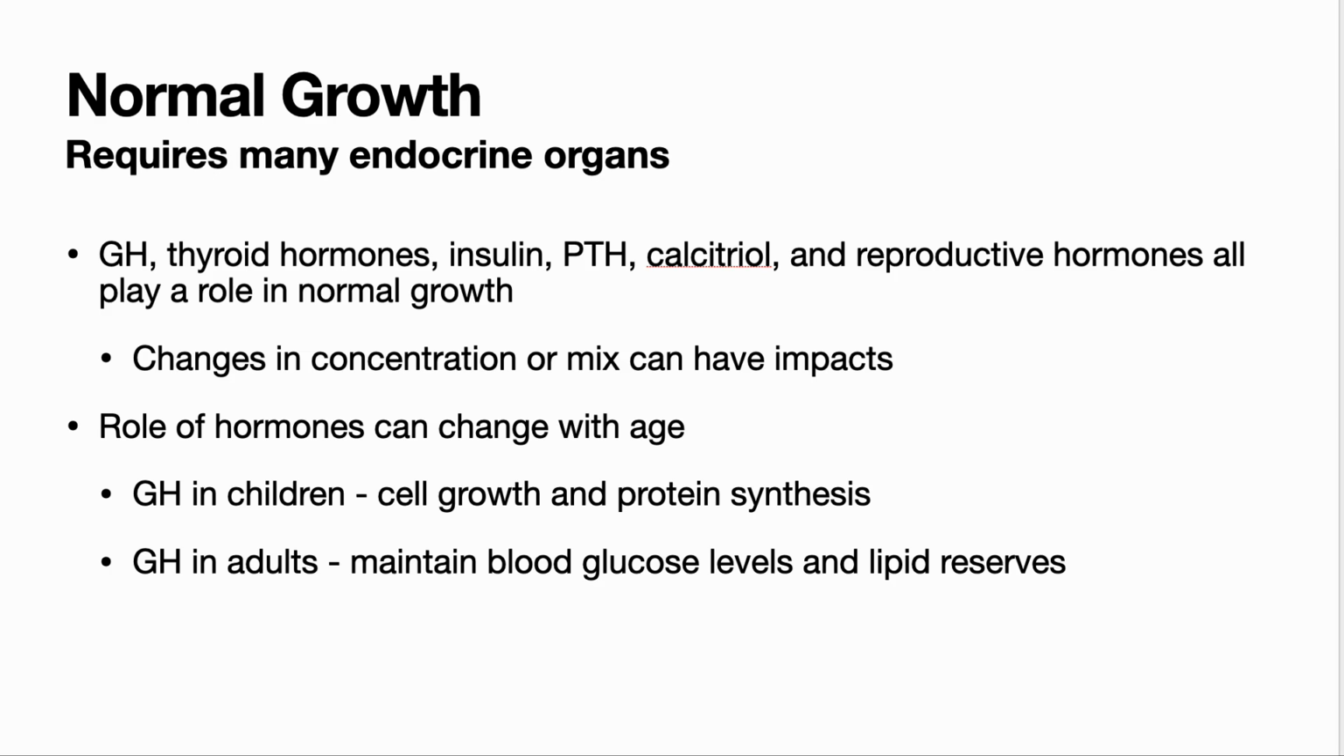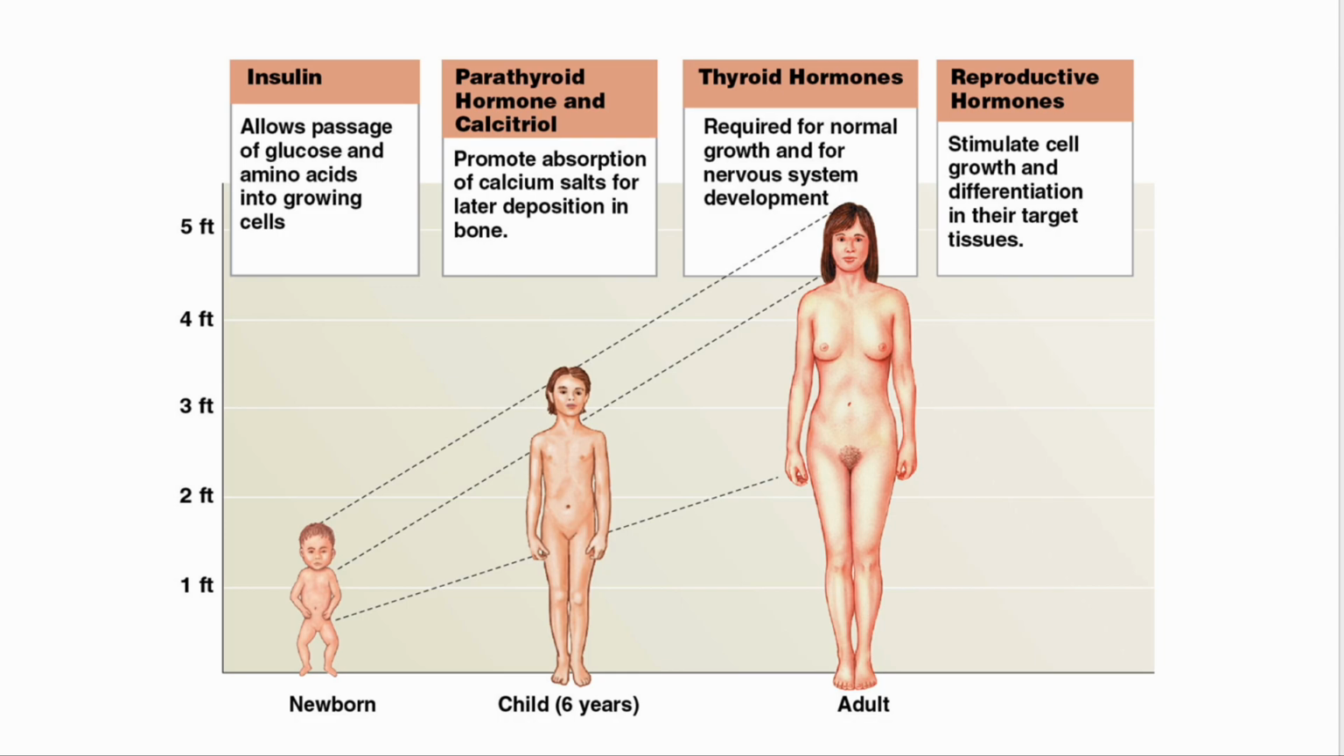But let's just take a moment. In your book, there is a great picture, looks like this, and this is going to show you how some of these hormones interact in order to promote normal growth. So you can see we need insulin because we need glucose in our cells in order to provide the energy for growth. We're going to need parathyroid hormone and calcitriol in order to deposit calcium salts in the bone to increase bone length and diameter. We'll need thyroid hormones because those are going to be required for normal nervous system development.